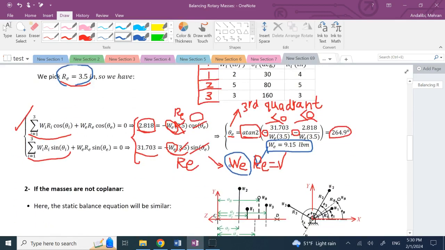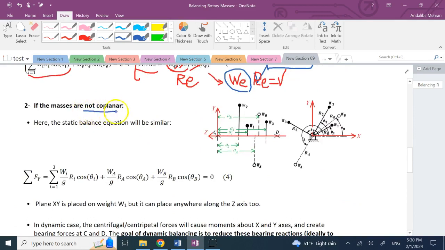Now what happens if the masses are not on the same plane? They are not coplanar, which happens most of the times. So you have several discs or several gears on a shaft that is fixed at two bearings C and D. And here, let's say you still have three masses or three gears or anything. And here you want to, again, make sure you have a static and dynamic balance. So here we're going to use two masses instead of one. We put WA and WB.